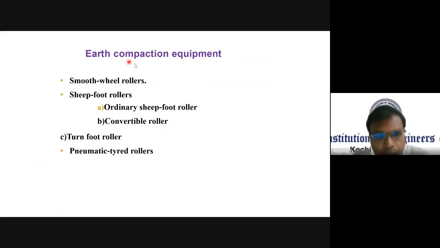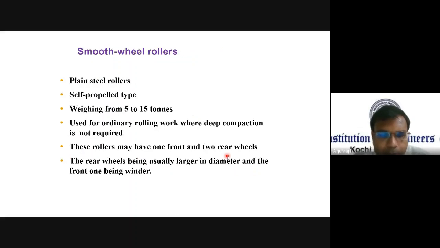And the next important thing is the rollers. You have different types of rollers. You have smooth wheel rollers, 6-foot rollers, 10-foot rollers, and pneumatic type rollers. So you'll see these different types of rollers that we are using for roads and bridges construction. The first one is a smooth wheel roller. These are blind steel rollers. It is again a self-propelled type.